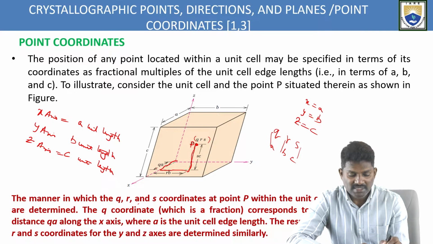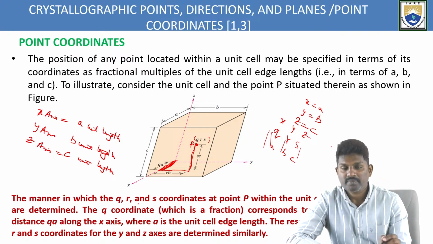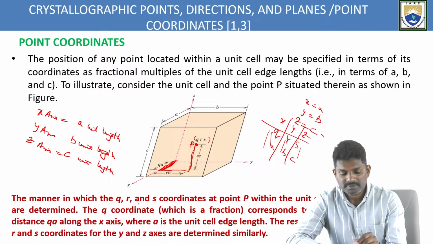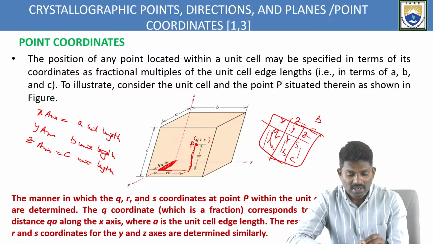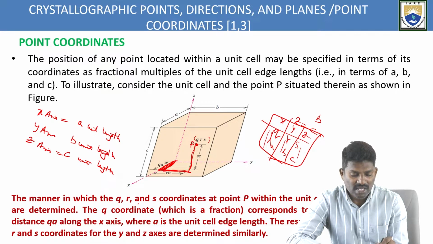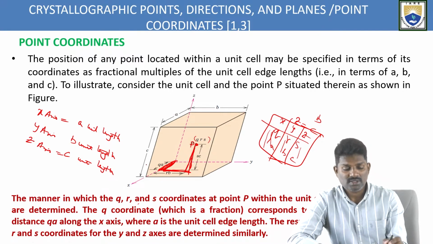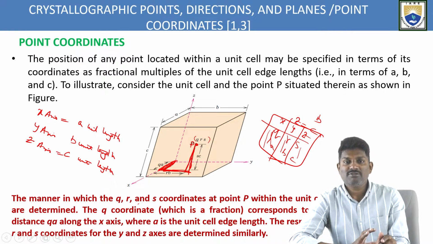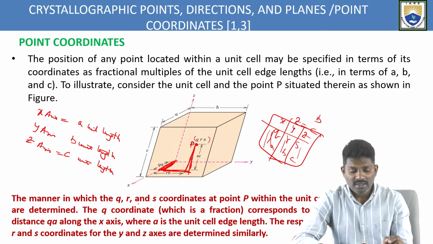So Q into A is my distance along X, which is parallel to X. That's why it is QA. Along the x-axis, I have written QA. Now along y, what is the distance? R into B. So this is R into B along y. And along z, it is S into C. So I got the distances. Q into A is the fractional unit length along the x-axis, R into B is the fractional unit length along the y-axis, and S into C is the fractional unit length along the z-axis. So this is how you have to locate the fractions.